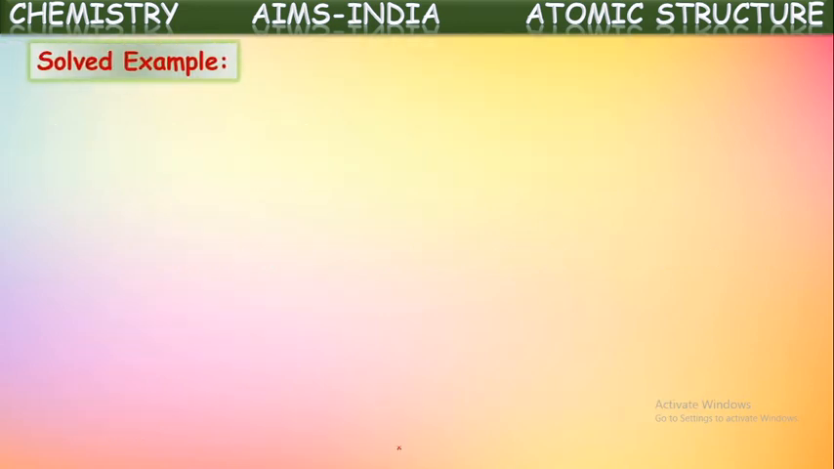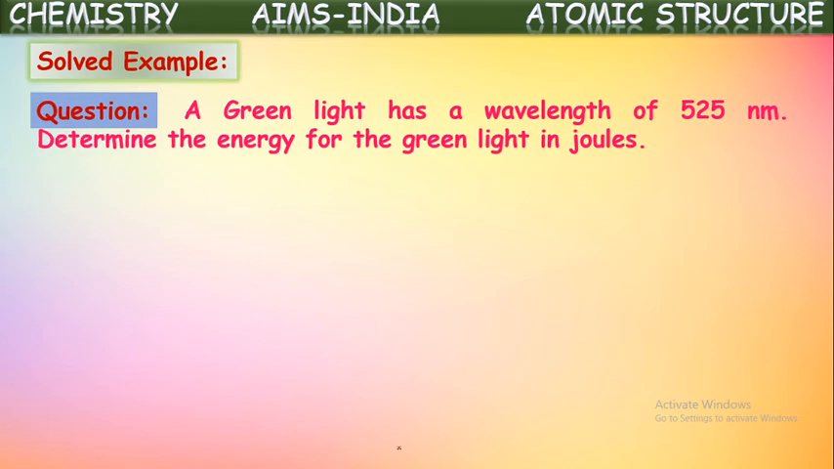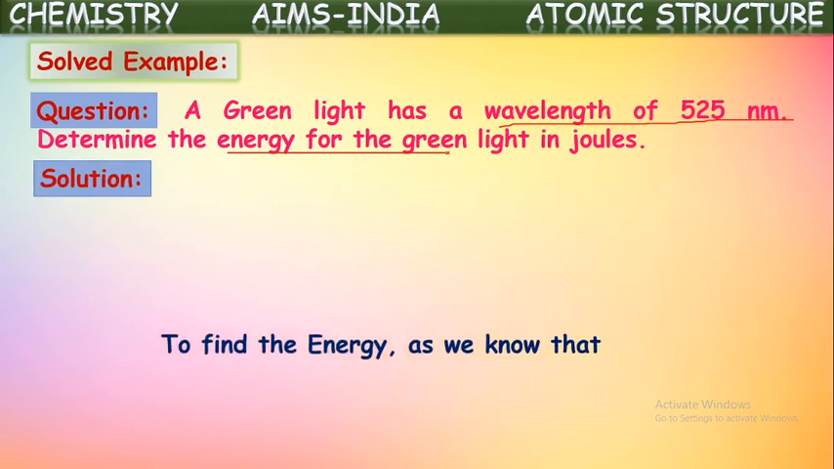Next, let us see a solved example based upon these relations derived from Planck's quantum theory. See the question. A green light has a wavelength of 525 nanometers. Determine the energy of the green light in joules. Here the wavelength of a light radiation is given, and they are asking to find the energy of that light radiation. So wavelength is given and we are asked to calculate energy. Let us see the solution.